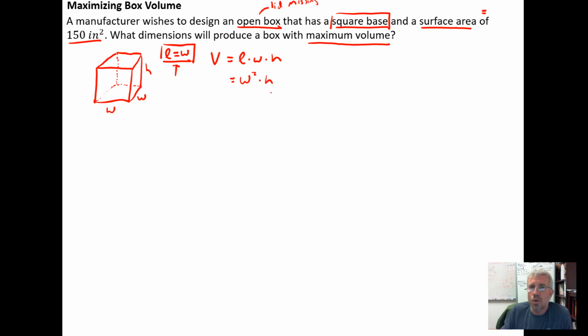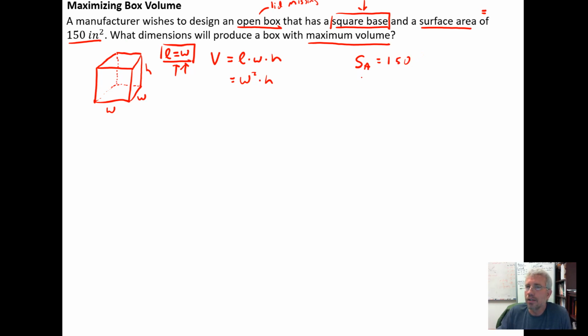And because Calc 1 uses single variable calculus, I need to get this down to a function of a single variable. But I've been given some additional information. So I got my first ancillary equation from the fact that I had a square base. But now I also know something about the surface area. So the surface area, I'm told, is 105 square inches. Sorry, 150 square inches.